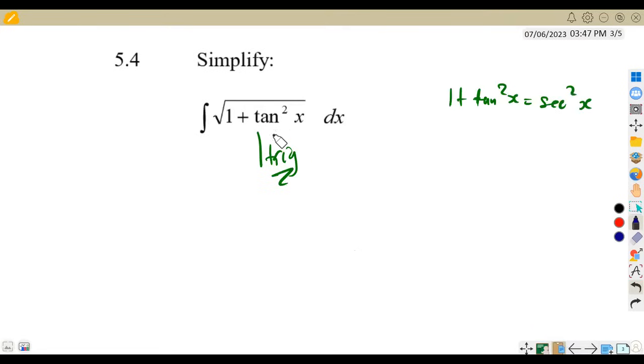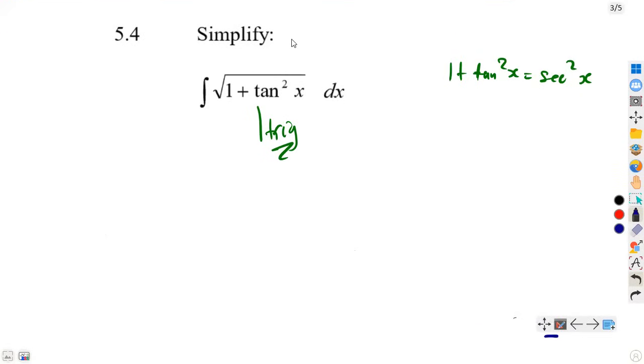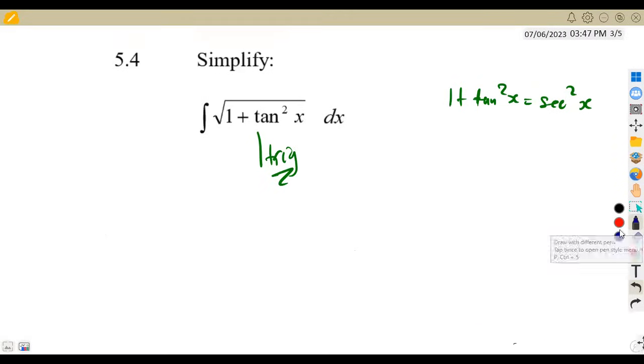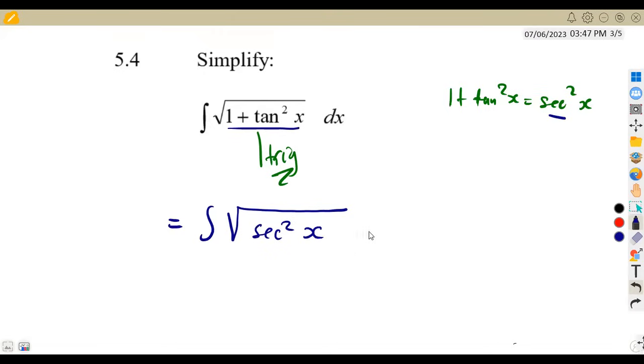So meaning to say, I'm going to replace 1 plus tan squared with sec squared x. So this is going to give us the integral of the square root of sec squared x with respect to x. We have the square root of a squared, just like the square root of 2 squared, which is 2, as the square root and the square cancel. Remember, how do you remove a square? Introduce a square root. So where there's a square root and a square, this simply neutralizes to sec x.